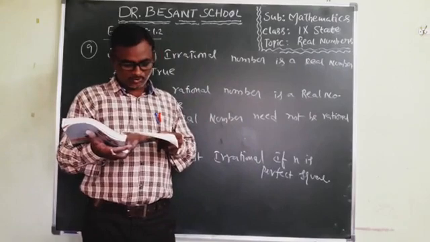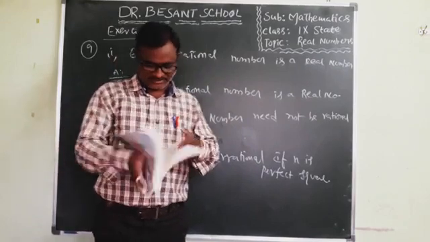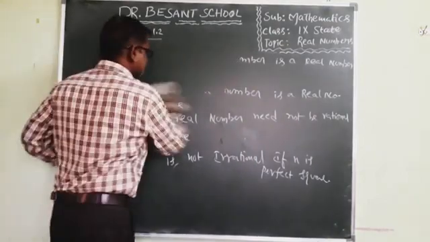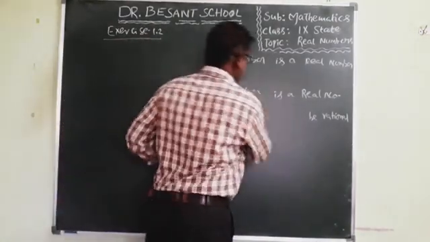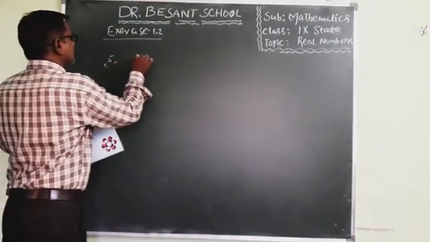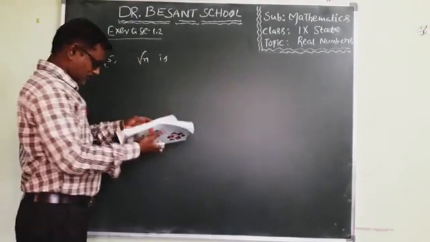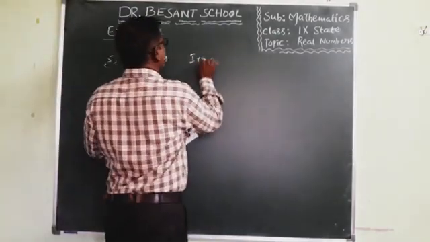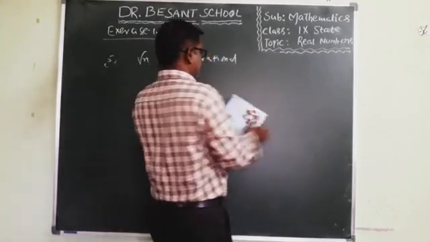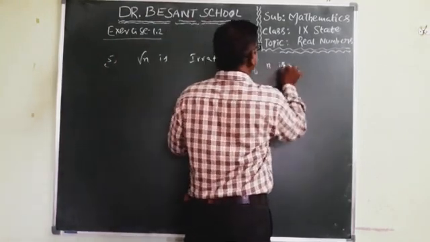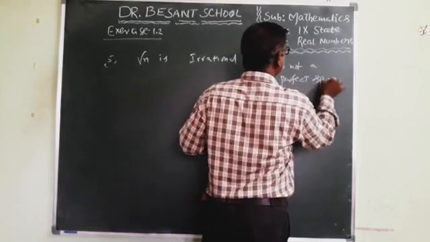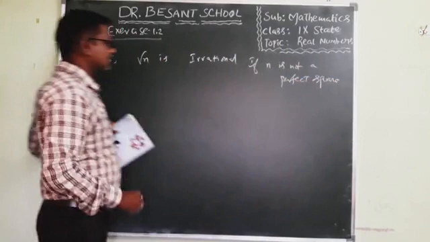See, question number 5. Root n is irrational if n is not a perfect square. Root n is irrational if n is not a perfect square. Yes, n is not a perfect square.